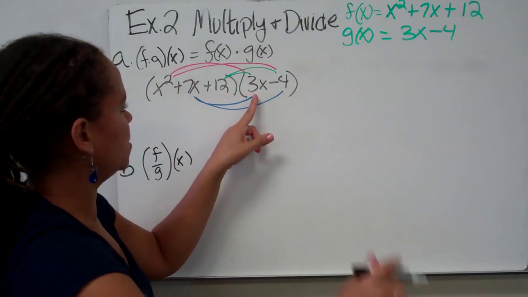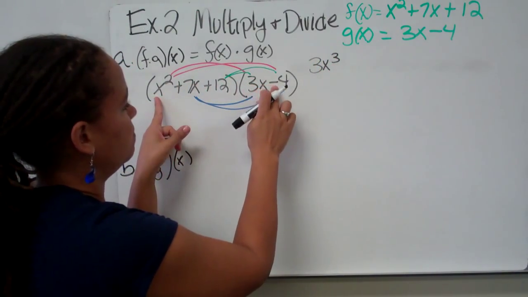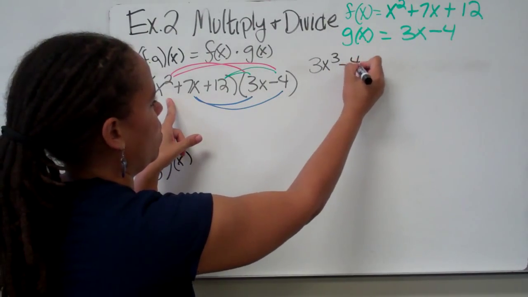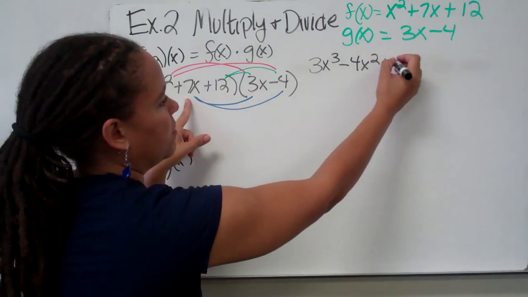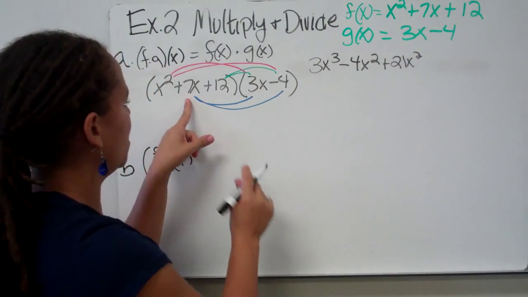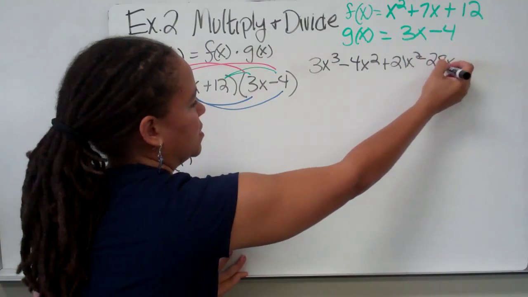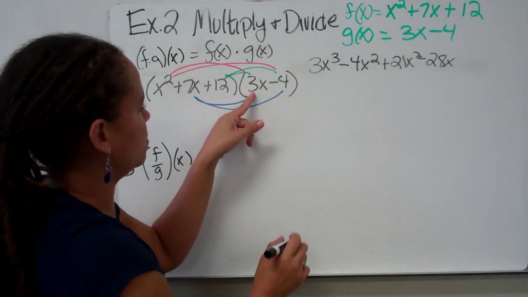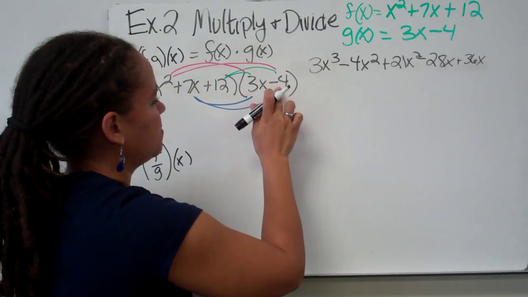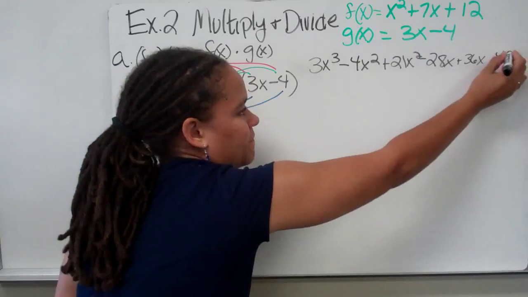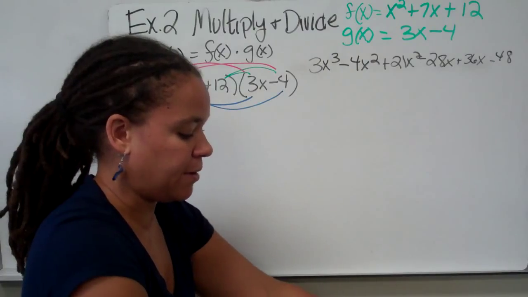x squared times 3x is going to be 3x cubed. x squared times minus 4 would be minus 4x squared. Now let's move to the 7x. 7x times 3x is going to be 21x squared. 7x times minus 4 is going to be minus 28x. And then 12 times 3x is 36x. 12 times minus 4, minus 48. All right, like I said, we have a lot of terms. Now we just want to collect our like terms and simplify.